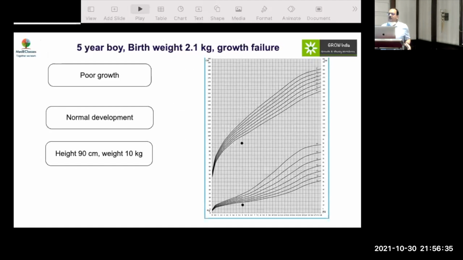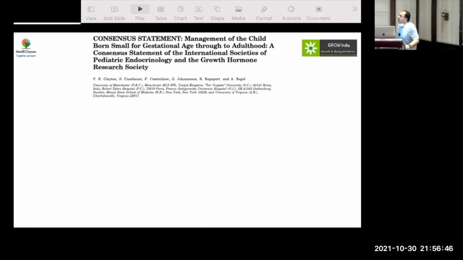Manoj, do you think this child requires follow-up? So this is a time, if he has not caught up here, something has to be done. Otherwise, he'll be short throughout. Now, what should be done? And this is clearly shown.